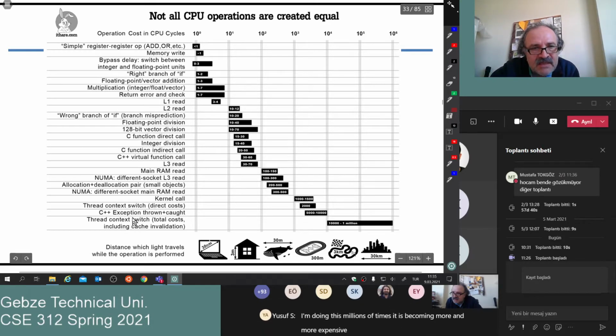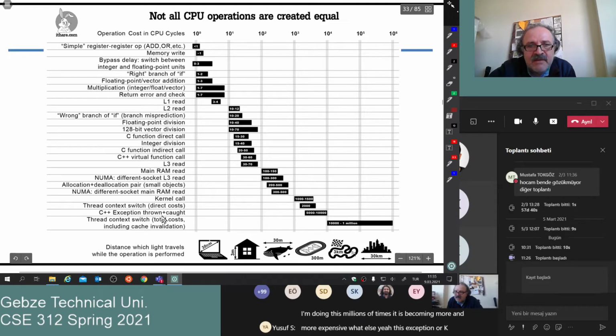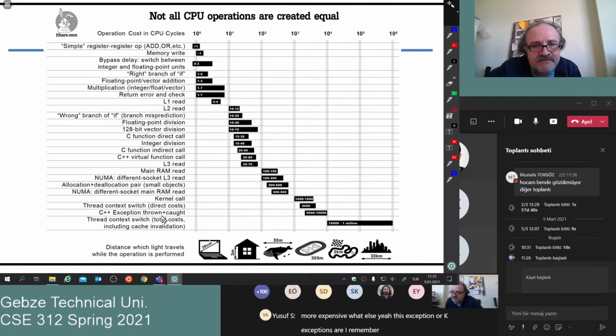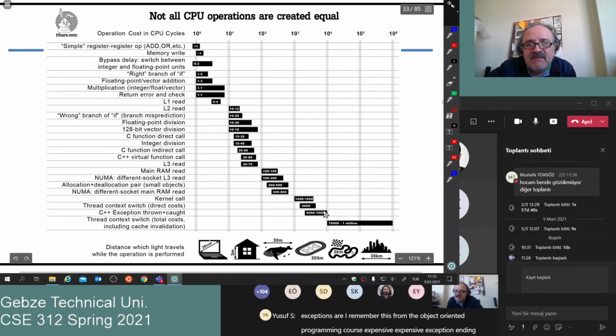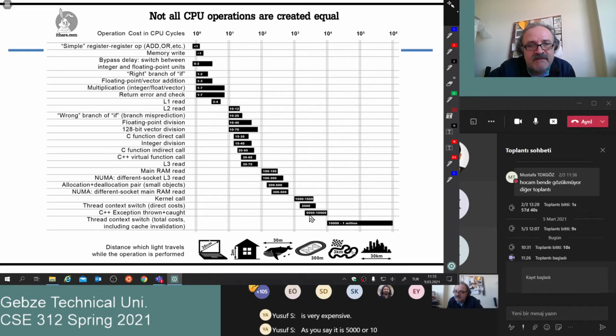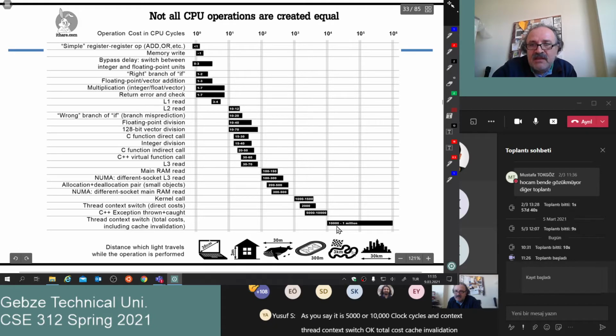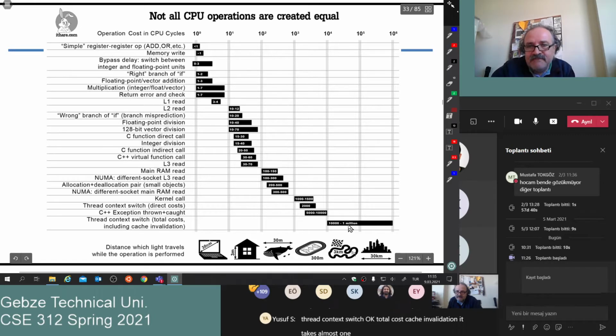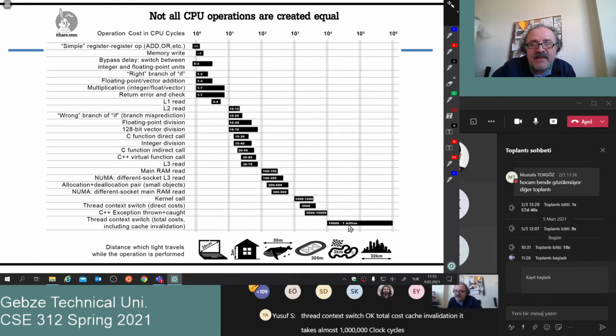What else? Yeah, this exception. If you remember this from the object-oriented programming course, exception handling is very expensive, and as you see, it is 5,000 or 10,000 clock cycles. And thread context switch, total cost, cache invalidation, it takes almost 1 million clock cycles. So context switching is expensive.